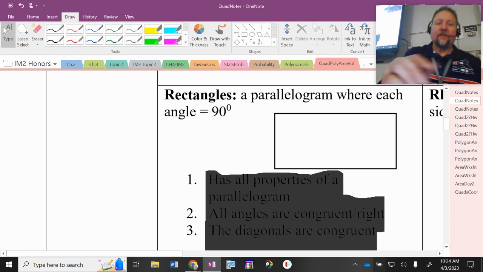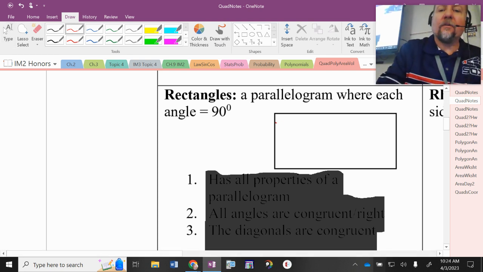Okay, I think we know what a rectangle is. All angles are equal to 90 degrees.